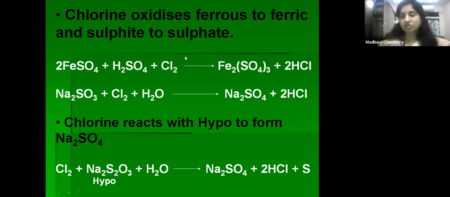So increase in oxidation number shows that oxidation has taken place. Similarly, chlorine can oxidize sulfide to sulfate.